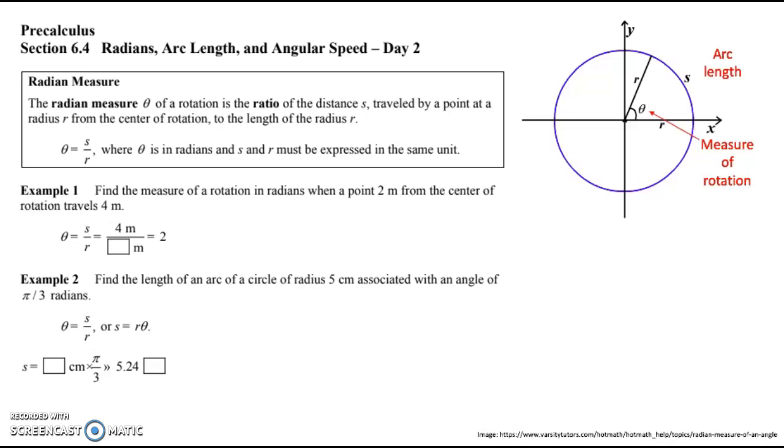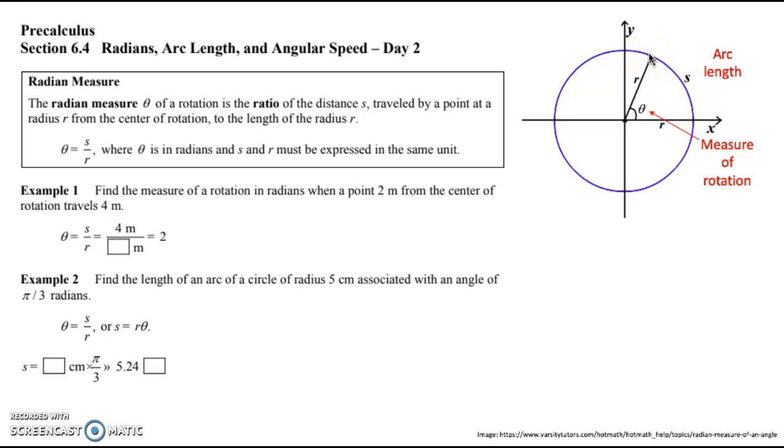The radian measure, theta, of a rotation is the ratio of the distance traveled by a point at a radius from the center of the rotation to the length of the radius r. So some vocabulary that is the same: the measure of rotation is the same as radian measure. And arc length here is also the distance traveled by a particular point from here to here where the radius is the same.